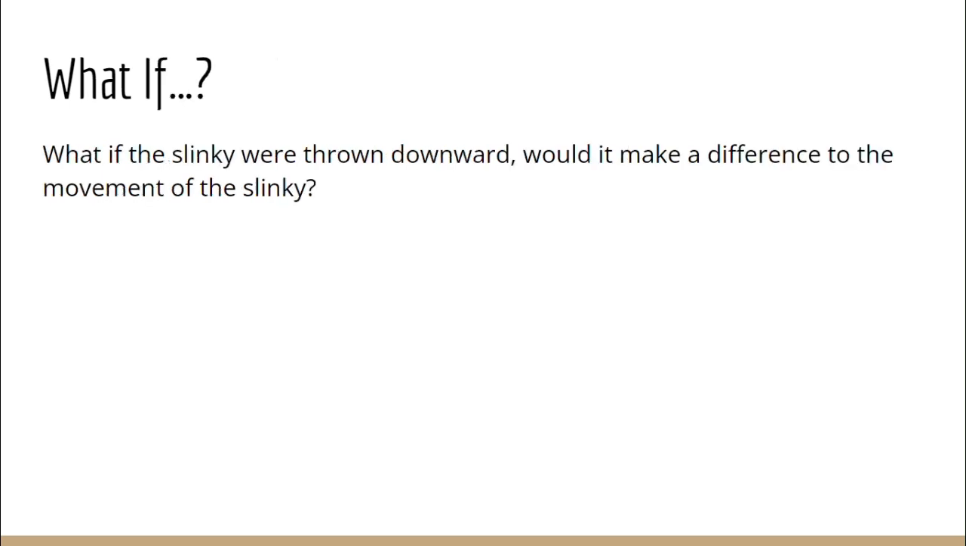So what if the slinky were thrown downward? Would it make a difference to the movement of the slinky? Well, yes, perhaps the slinky would have reached the ground faster. However, the bottom of the slinky still would have stayed at rest until the top of the slinky met the level of the bottom. And this shows the differences between the point particle system and real systems.